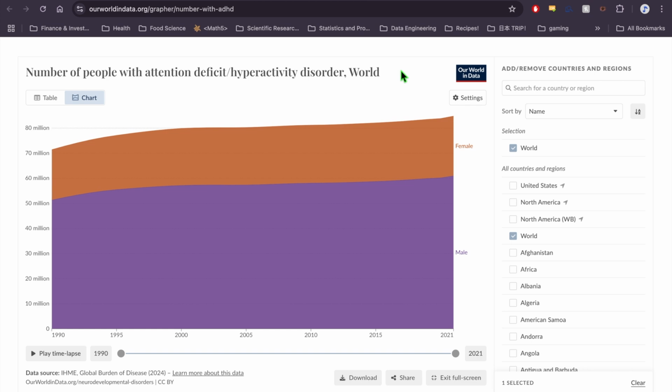Let's take a look at a graph that we might encounter in the real world in the health industry. Go ahead and pause this video and take a look at this graph here that measures the number of people with attention deficit hyperactivity disorder at a global scale.